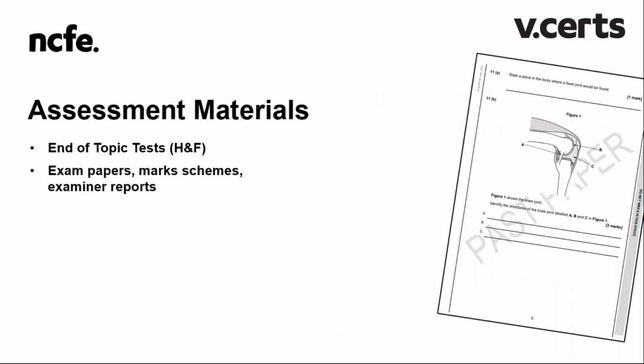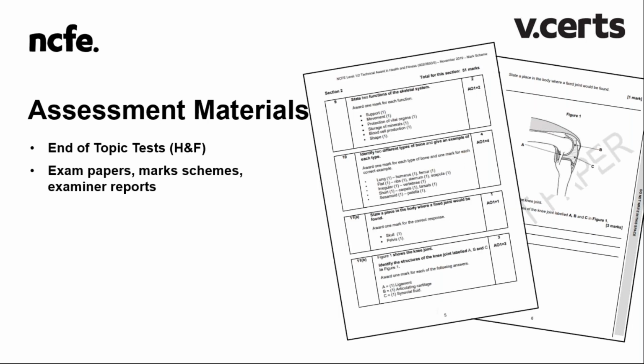For every qualification, you're going to find past or sample exam papers. These are for the external exam, and the external exam can be sat in November and March each year. There is also the mark scheme to go along with those papers, and the mark scheme will also say which assessment objectives are being addressed by that question, if it's AO1, AO2, AO3, or a combination of them.